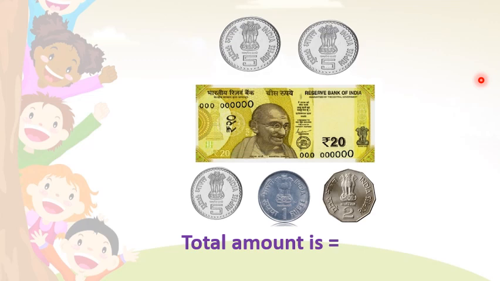We will take the greater first. This is 20, 25, 30, 35, 36, 37 and 38. Isn't it? That is rupees 38. Right?